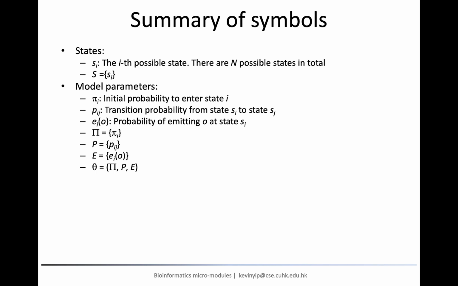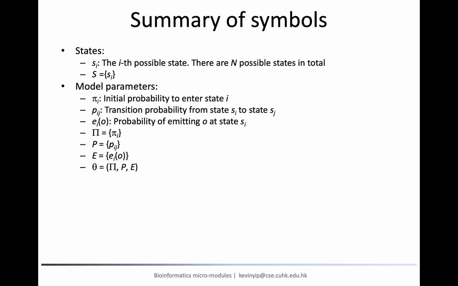Next, we have the parameters of the model, which are the initial, transition, and emission probabilities. We use pi i to represent the initial probability for state i, and you can memorize the meaning of this symbol by remembering that initial probabilities are also called prior probabilities, and prior and pi sound somewhat similar. The probability for a transition from state i to state j is denoted as Pij. Finally, the probability for state i to emit observation o is denoted as Ei(o).